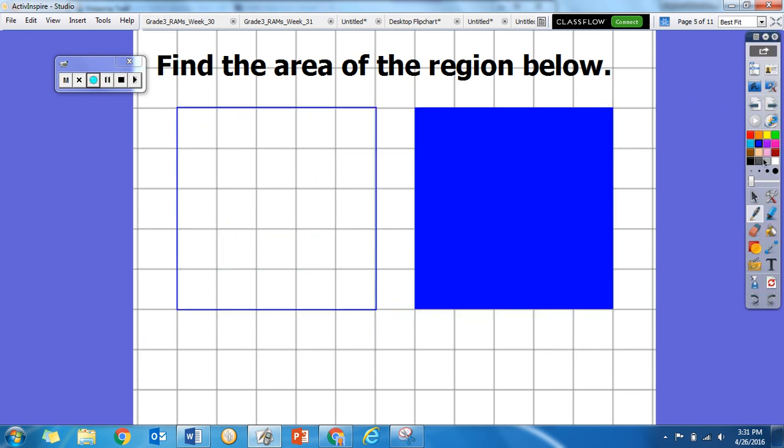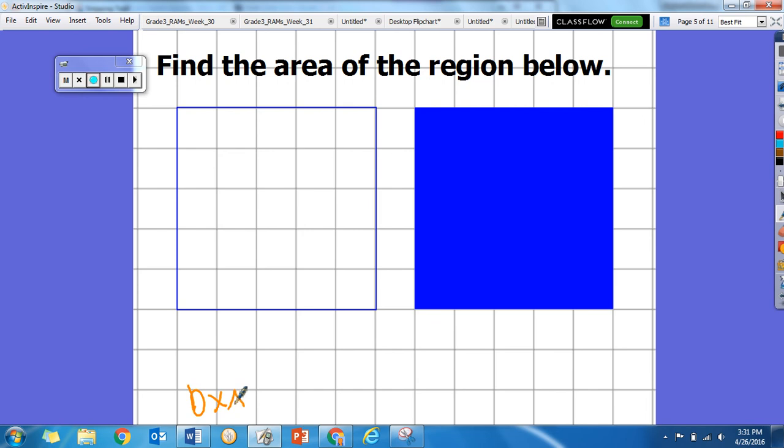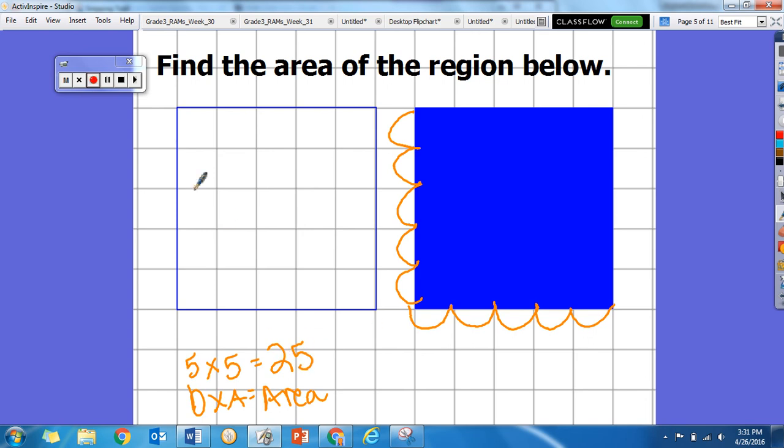So this one's a little bit bigger. I'm going to change my color just to change it up a little bit. Let's do orange. Now, we know that down times across, or length times height, equals the area. So let's see how many down we have really quick. We'll do 1, 2, 3, 4, 5 down times 1, 2, 3, 4, 5 across. 5 times 5 equals 25, because we've been studying our facts. Now let's test that. Ready?